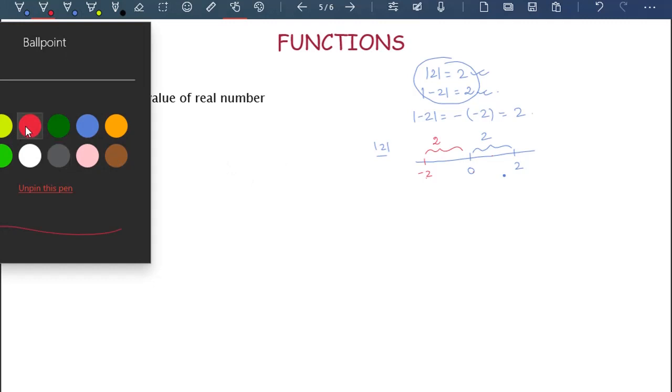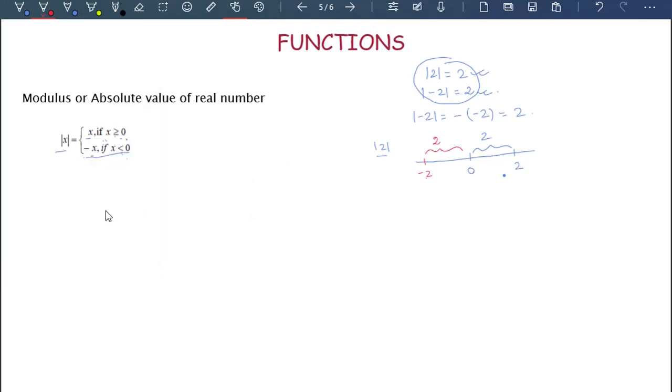Now we want to generalize this distance concept. What is modulus of A minus B? This is the distance of A from B, or the distance of B from A, the two things are the same. So you can write modulus of A minus B is equal to modulus of B minus A. And what is it? You can write distance of A from B.